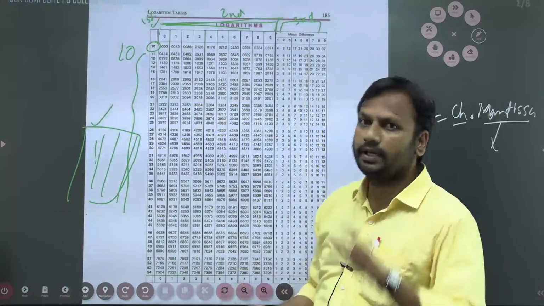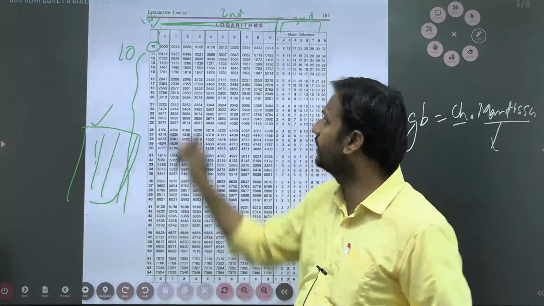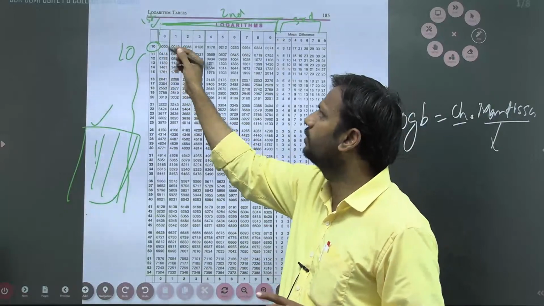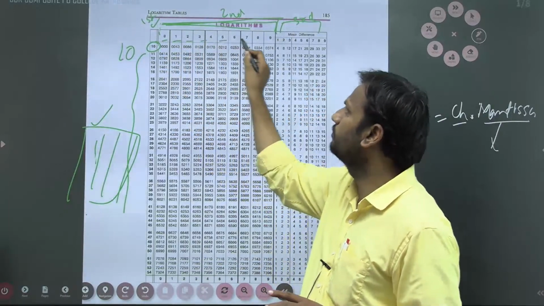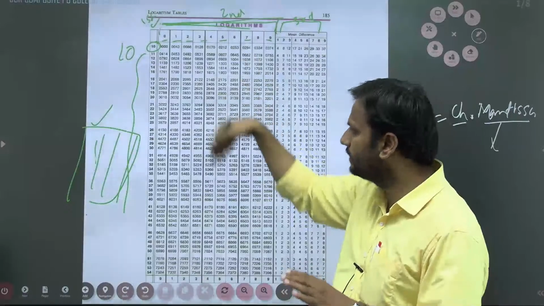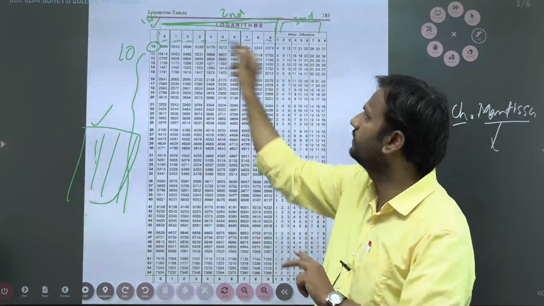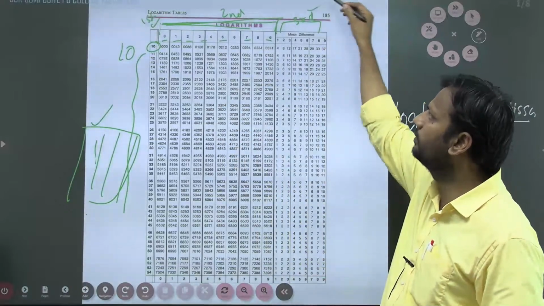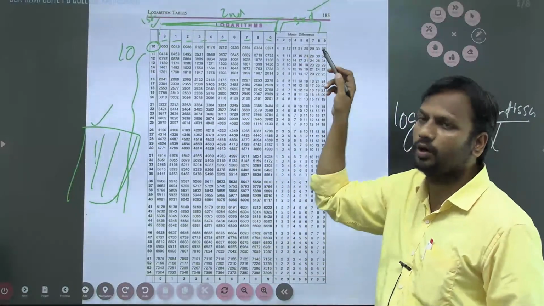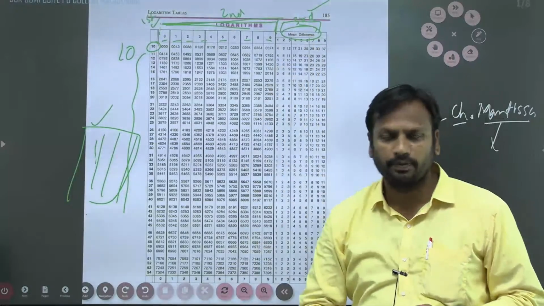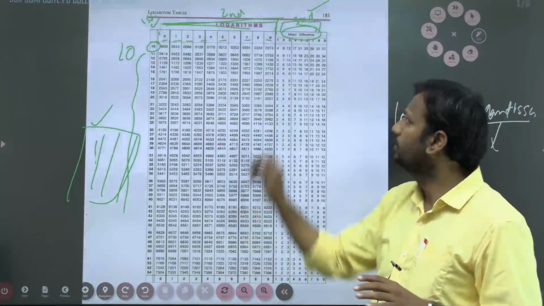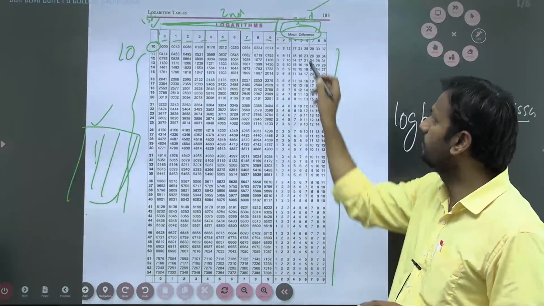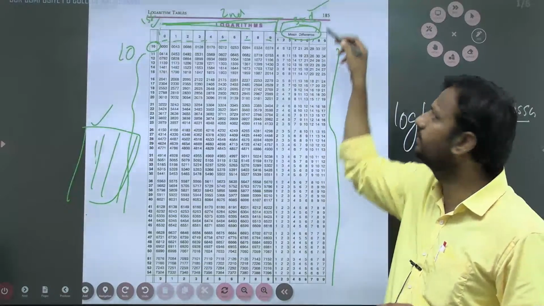In the second main column, you have 10 sub columns, starting from 0, 1, 2, 3, 4, 5, 6 up to 9. So totally there are 10 sub columns here, right? Again, in the third main column, you have 9 sub columns. That is called the mean difference column, we say. That is 1, 2, 3, 4, 5, 6, 7, 8, 9. So you have 9 sub columns in the third main column.